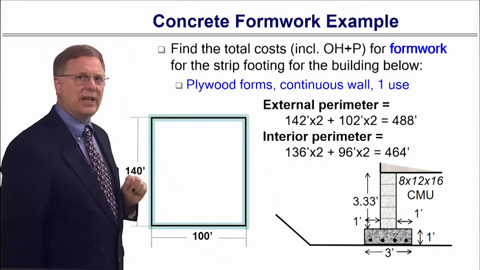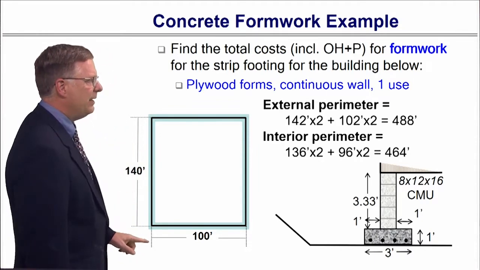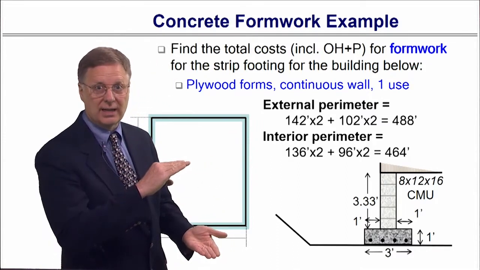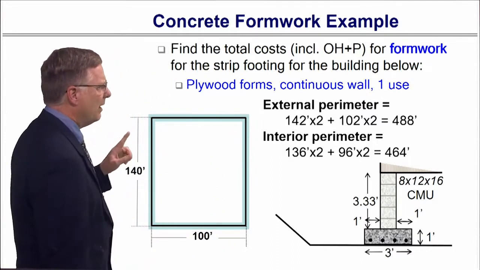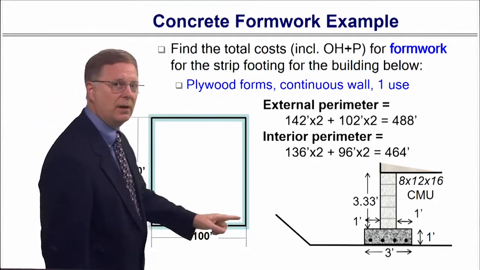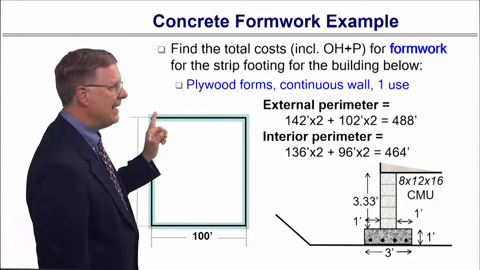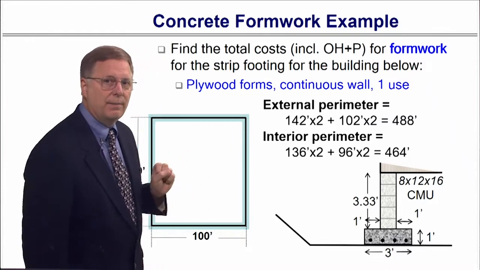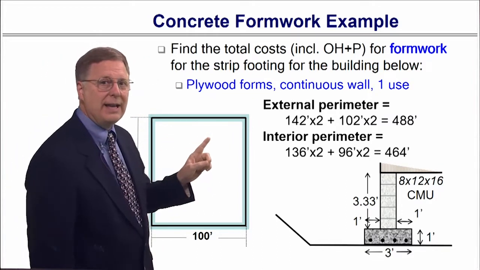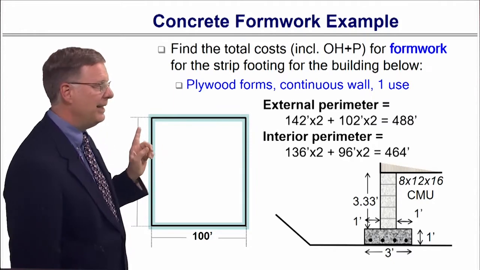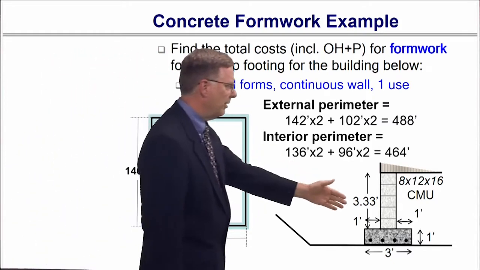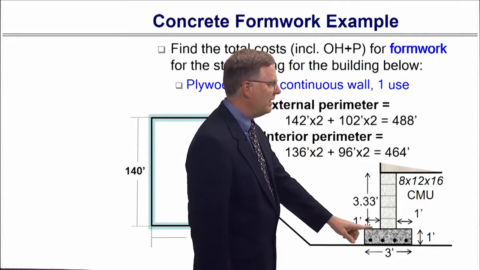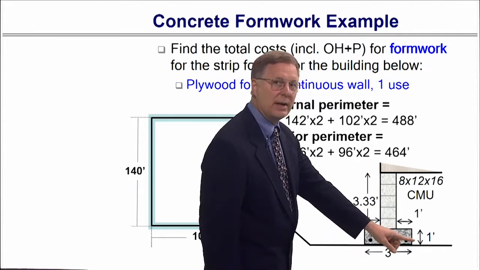So first thing we have to do is figure out how many linear feet of formwork we're going to do. And then we're going to multiply times the height to come up with a square foot contact area, right? So we've got to figure out how many linear feet. And we've got the inside of the footing, and then we've got the outside of the footing. Now, for the inside of the footing, you've got to take away 2 feet from each dimension. All right, so why do we have to do that? Well, here's the exterior of the wall, and we know it's 100, and we know it's 140.